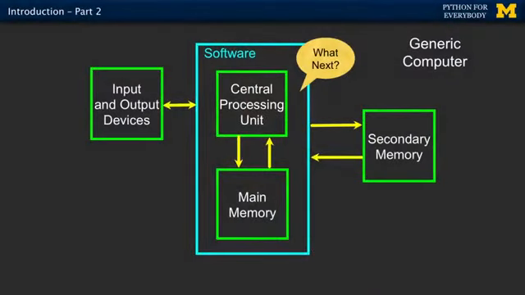But the picture and the concepts that I want you to understand are these terms: central processing unit, main memory, secondary memory, and input-output devices. So we'll start with input-output devices. They're the way that this computer accesses the outside world.